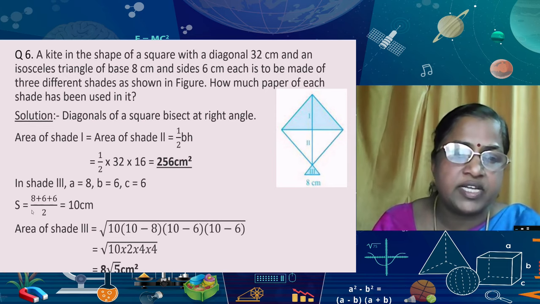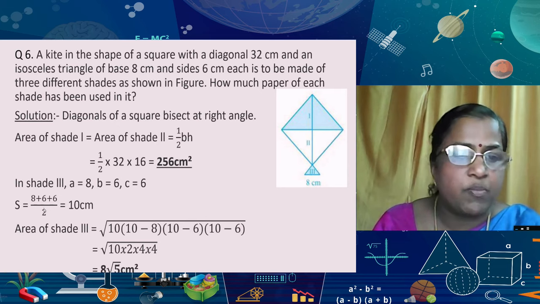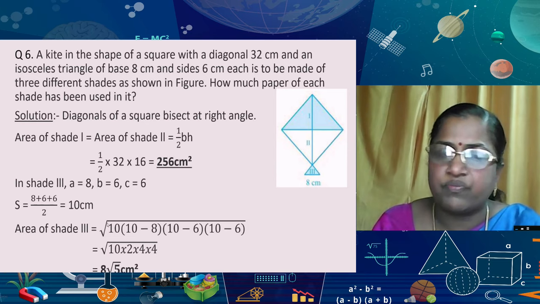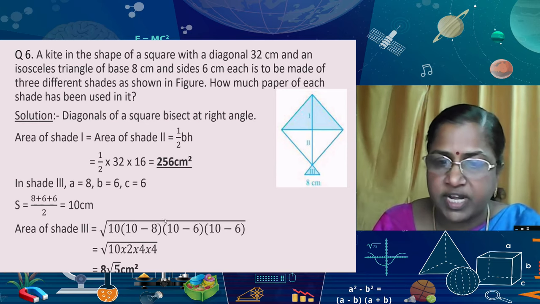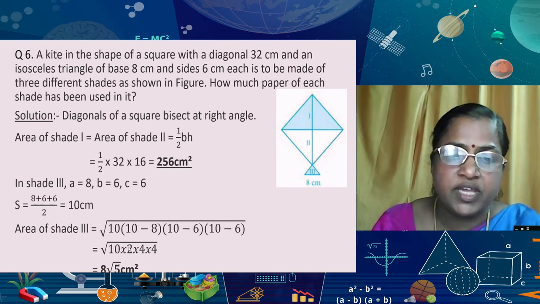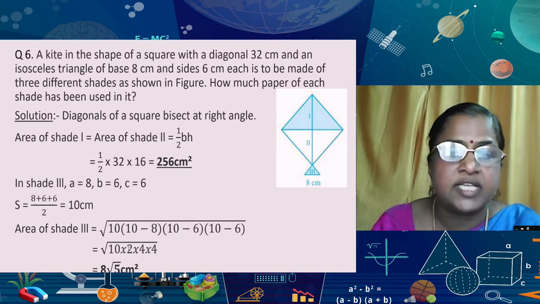So we can find the semi-perimeter by the formula (a + b + c) / 2, that is 10 centimeters. Now the area of this shape equals the square root of s(s - a)(s - b)(s - c), that is 10 into (10 - 8) into (10 - 6) into (10 - 6). So we get the square root of 10 into 2 into 4 into 4, which is 8 root 5 centimeter square.